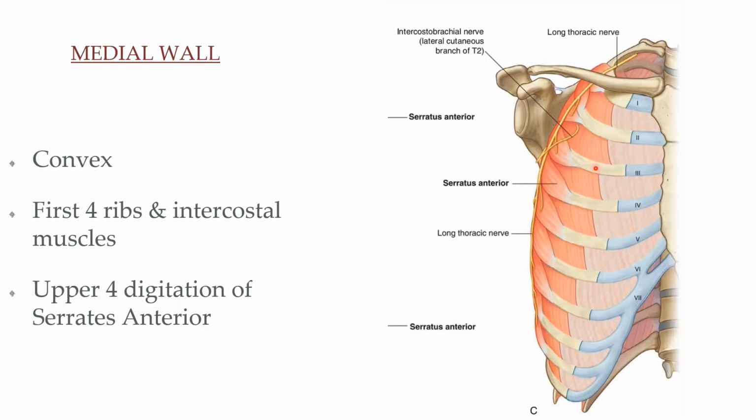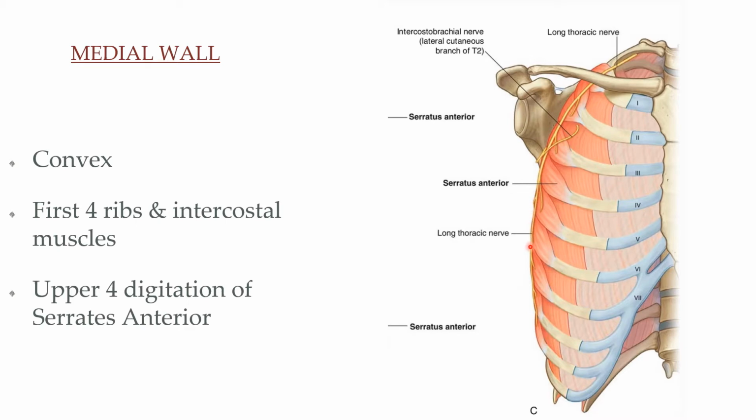This illustration is to show you the medial wall of axilla, which is convex. The medial wall of the axilla is formed by upper four ribs and the intervening external intercostal muscle, first four digitations of serratus anterior, and we have got two very important nerves present in the medial wall.